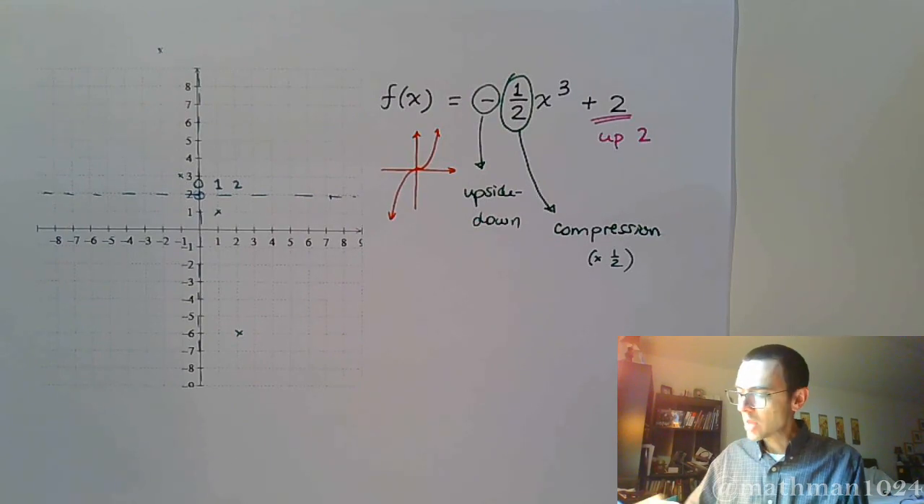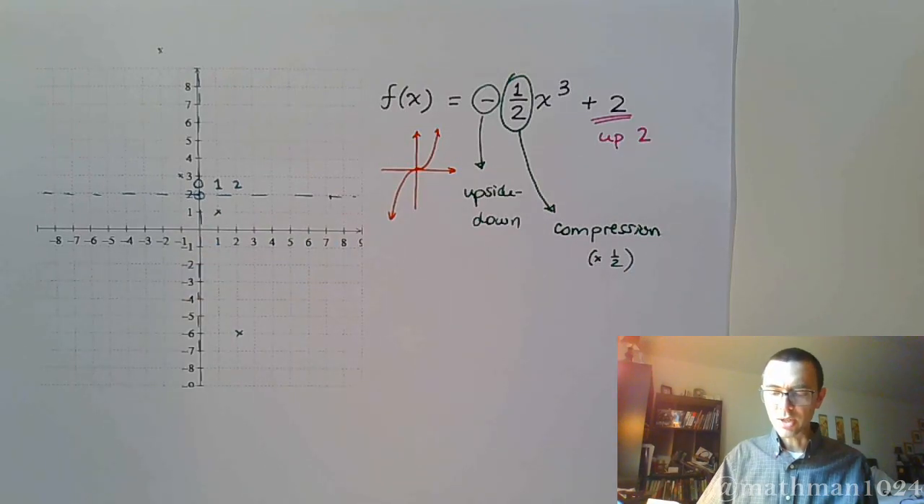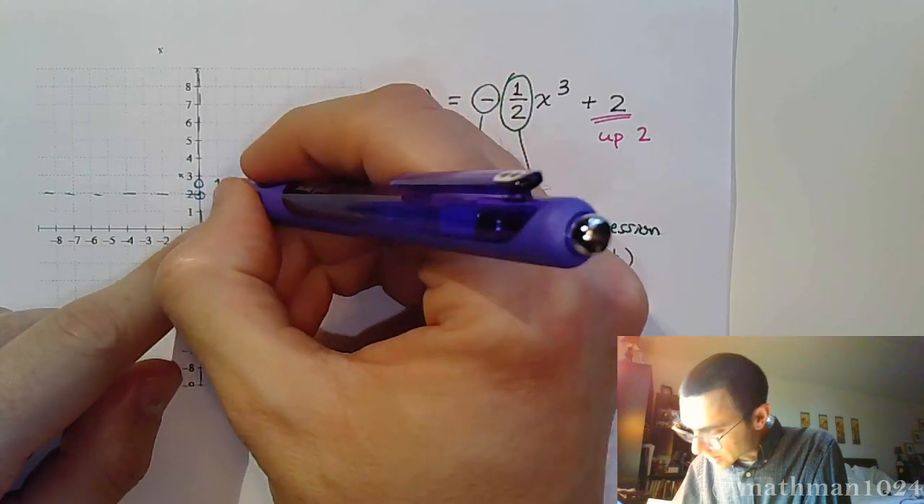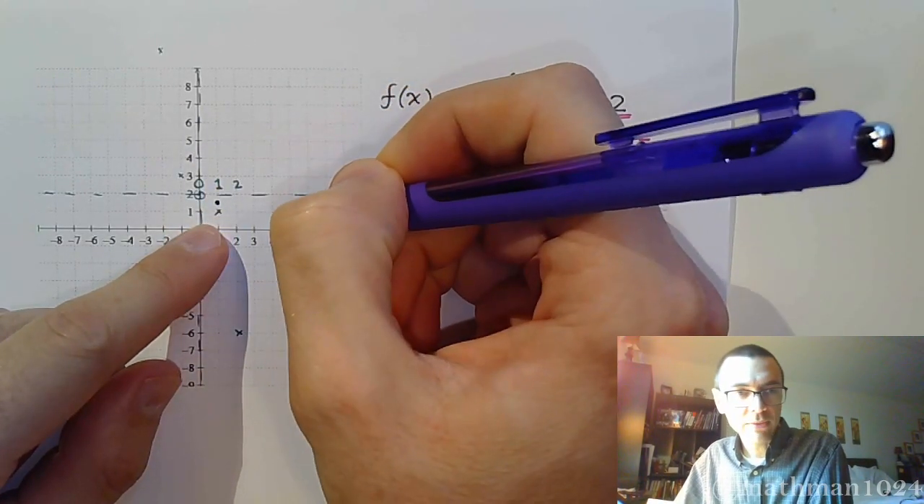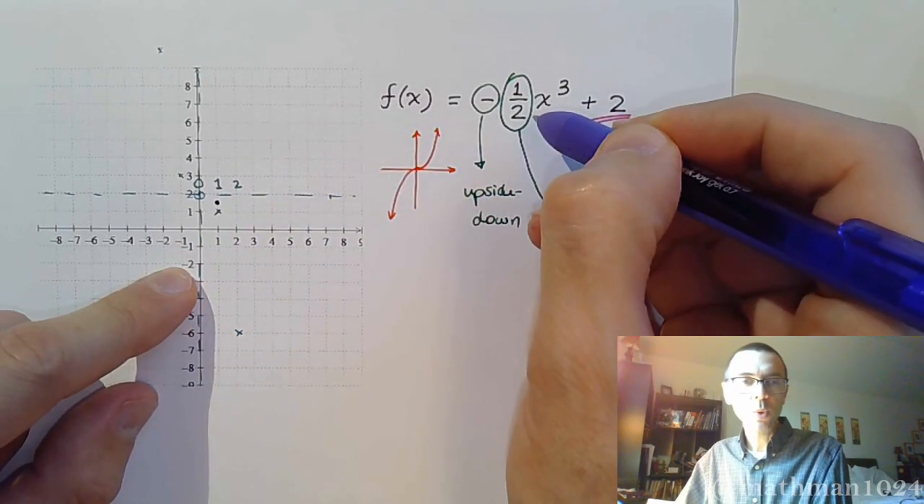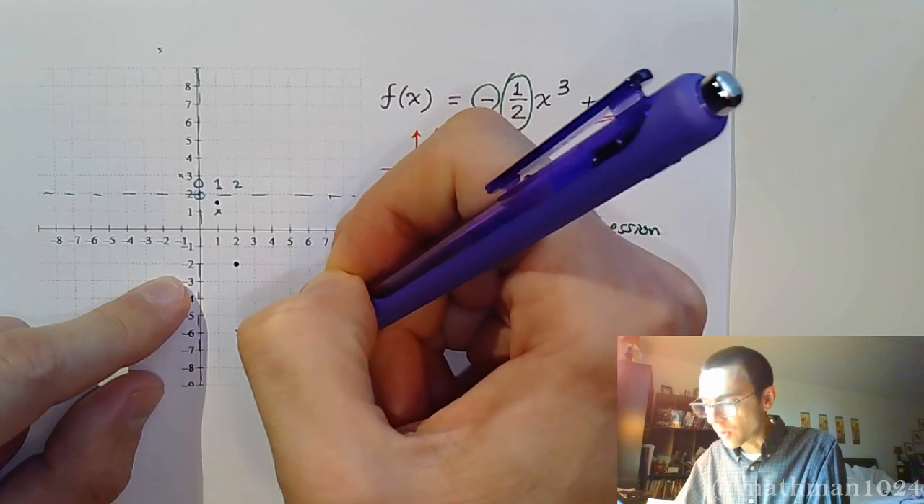But we have the 1/2. We have a compression. And what that compression does is that it takes these changes right here. This was a change of 1, and it's going to cut that in half. From here to here is 8. But now we're going to do 1/2 of that. So that's going to be down 4.